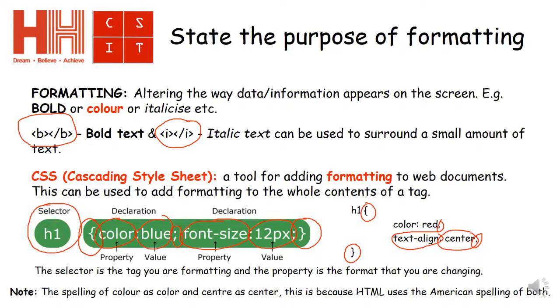Now, the spelling of colour. You may notice that it doesn't have a U in it. And this is because CSS uses the American spelling of both color and center, because you will notice that center was also spelt the American way. This is important that you also do this, because if you don't, then it will not work.